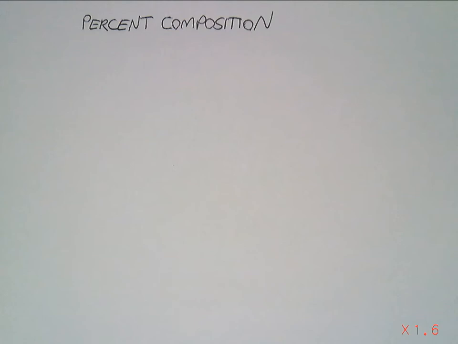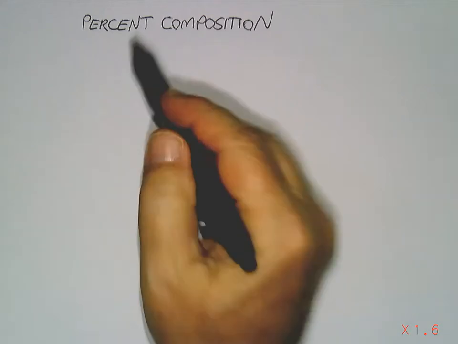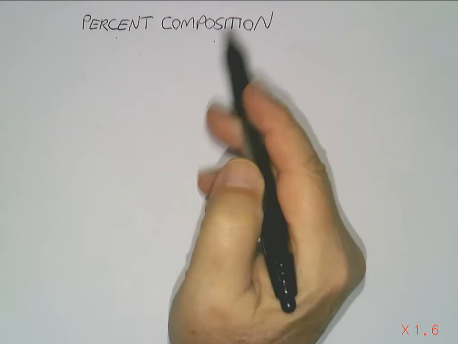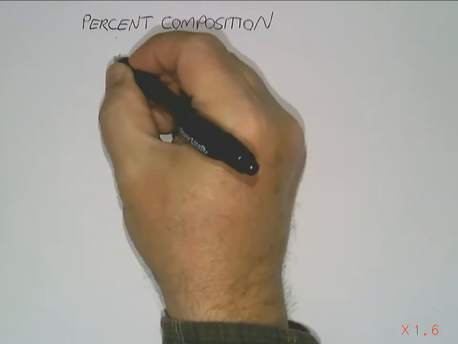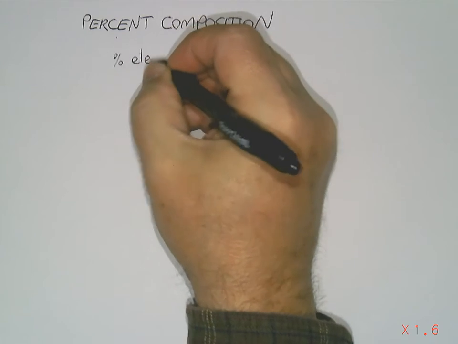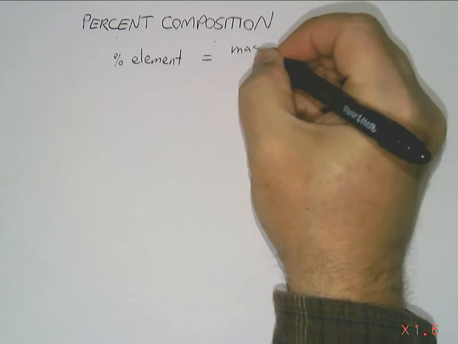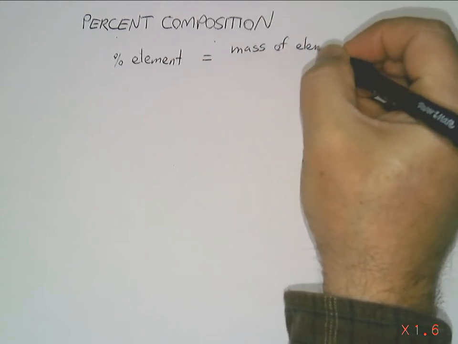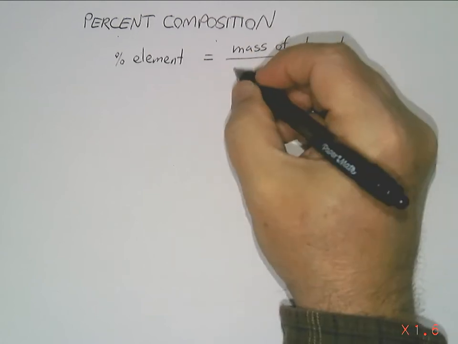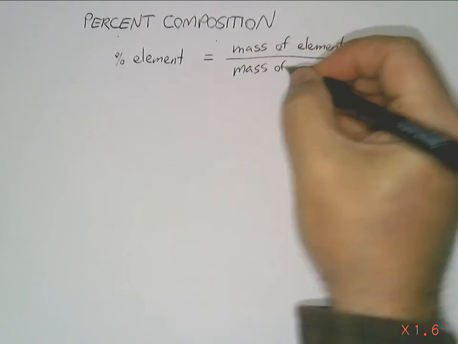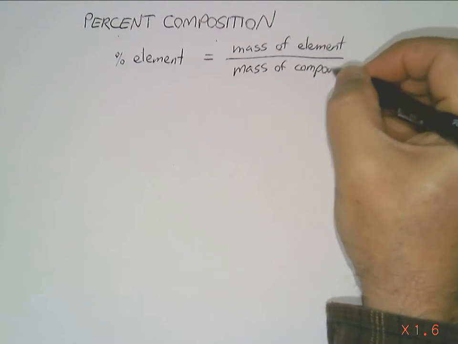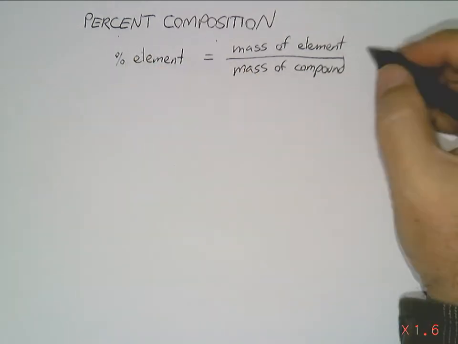In this worksheet, we're going to look at how we can experimentally determine what the formula for a compound is. The first step in doing that is to write down the element's percent composition. A percent composition is what percent element you have in the compound, and that's equal to the mass of the element per mass of the compound. If we want it to be a percentage, we multiply that by 100%.